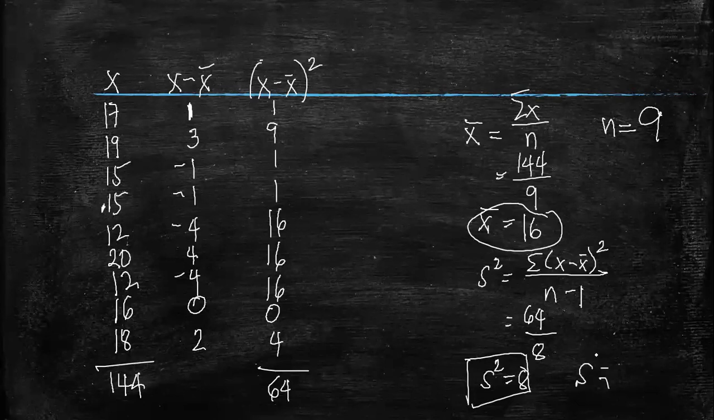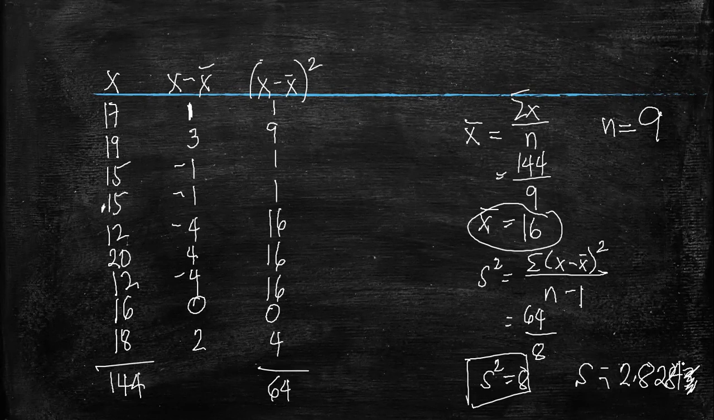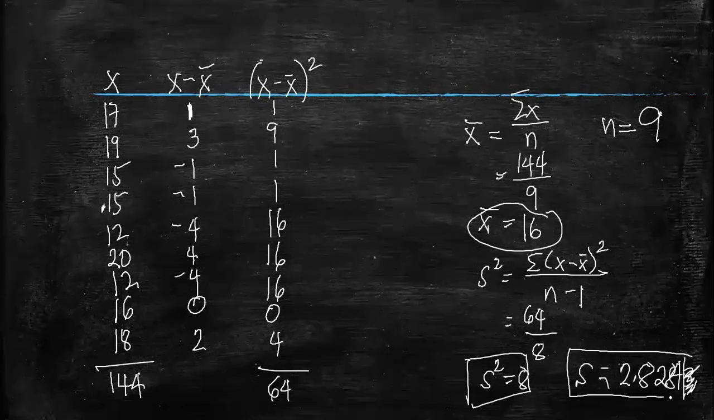Square root natin si 8, yun yung ating standard deviation. So, square root ng 8, o pwedeng 2 square root of 2, pero mas better kung decimal. So, we have 2.8284. So, yan po yung ating standard deviation. Okay.